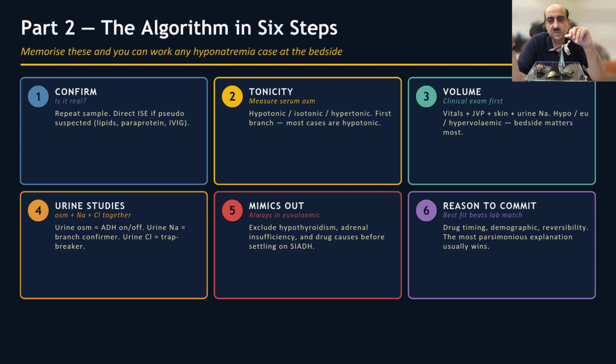Next step, step number 3, check the volume status. Hypovolemic, euvolemic, hypervolemic. And once you've done that, then urinary studies like osmolality, sodium, chloride will lead us to the next category of differentials. And finally, mimics out. Remember to check for hypothyroidism and hypoadrenalism before you label them as SIADH, and also exclude other criteria for SIADH. Remember Bartter and Schwartz criteria. And if the biochemistry doesn't allow you to commit to one particular diagnosis, use your clinical judgment.